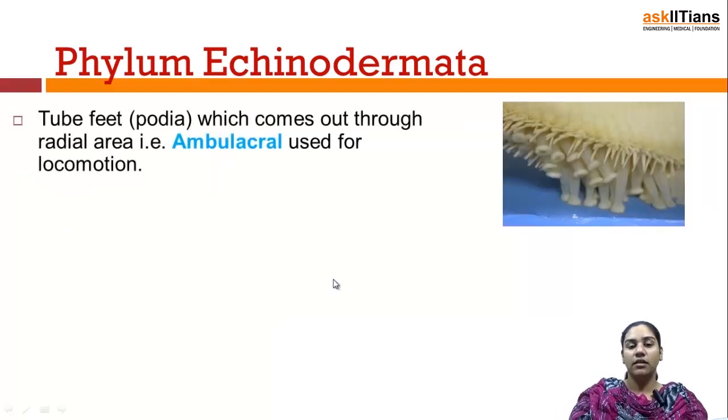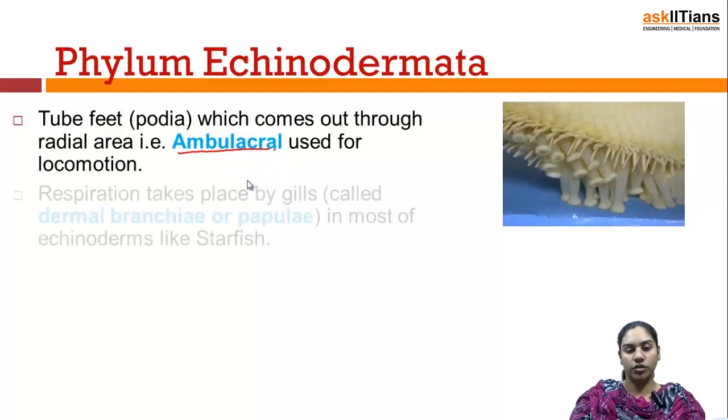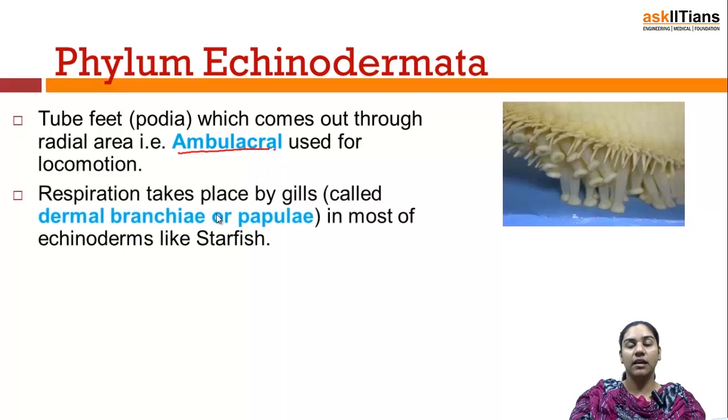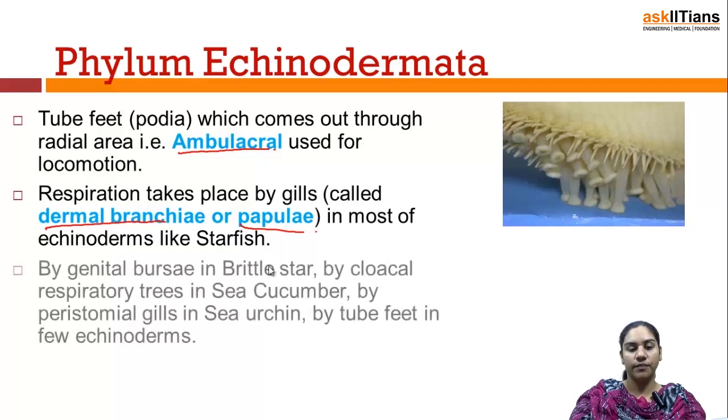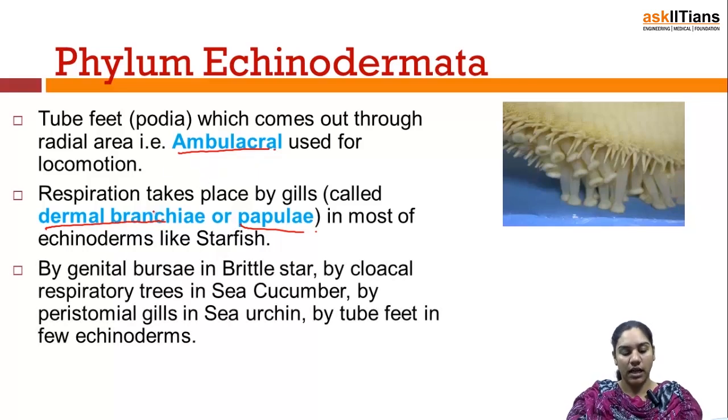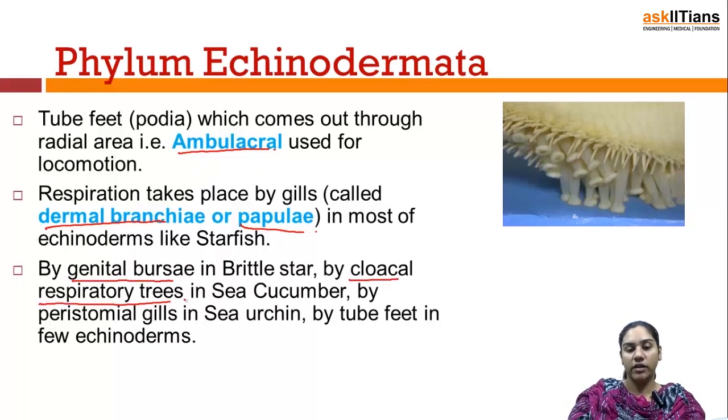These are the tube feet, also known as the podia, which come out through the radial area or the rays as seen in the starfish, and this ambulacral system is used for the locomotion. Respiration takes place by gills, also called dermal branchiae or papulae, in most of the echinoderms like starfish. In brittle star, it is done by genital bursae. In sea cucumber, it is done by cloacal respiratory trees. In sea urchin, it is done by peristomial gills. And in few echinoderms, the respiration is also done by the tube feet.